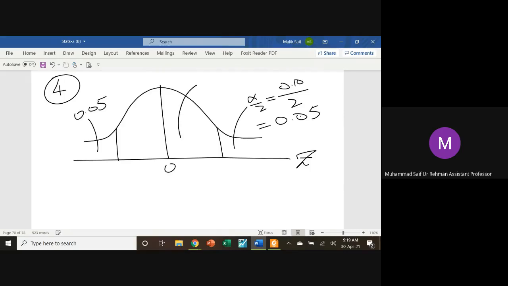And for this portion, you have to subtract 0.05 from 0.5. The answer is 0.45. You can check it. I don't have a calculator. 0.45. Is it? Yes, sir. Okay. So now you have to see the z value against this value 0.45. So for that, you have to consult the z table.